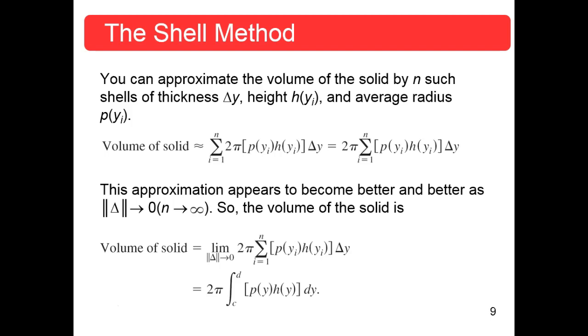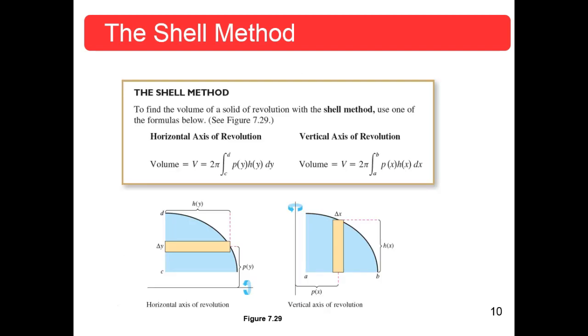All right. So here's the shell method. Find the volume of a solid of revolution with the shell method. Use one of the formulas below. If you have a horizontal axis of revolution, then you want your shell to be the dy's. So your volume would be 2 pi times the integral from C to D. That's why they chose C to D. That's always the limits on y. The p of y, h of y.